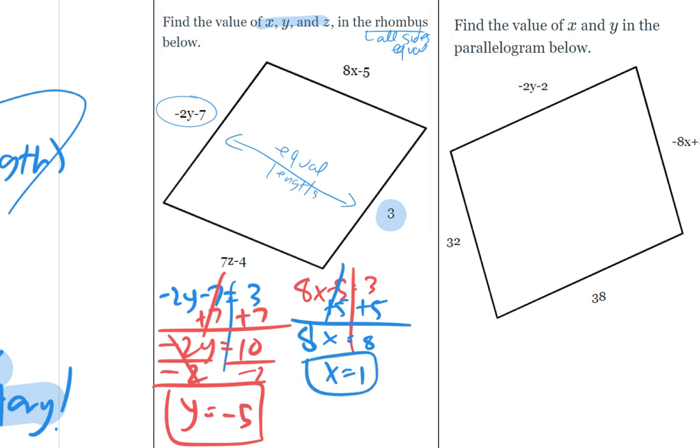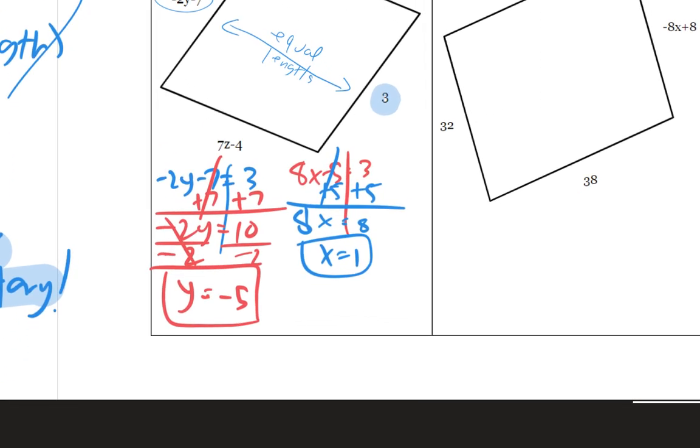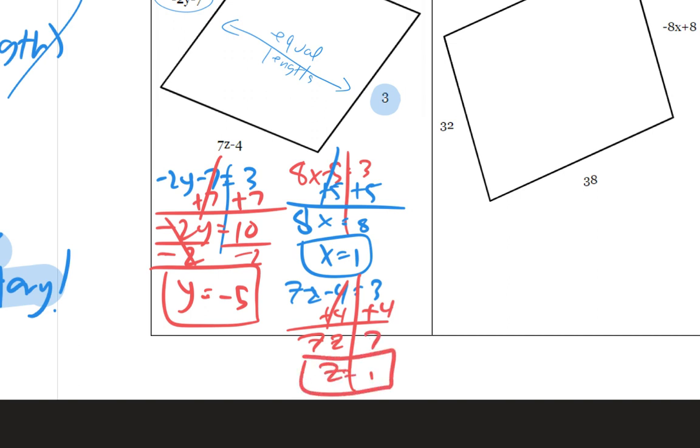Next, what else do we know? We know that 7z minus 4 equals 3 because all sides are equal. Let's keep it moving. So 7z minus 4 equals 3. Now let's just do the math. You got this. See if you can get this one on your own first. Cancel. 7z equals 7. So that means z equals 1. That's it. It took a very difficult looking problem and just made it simple.